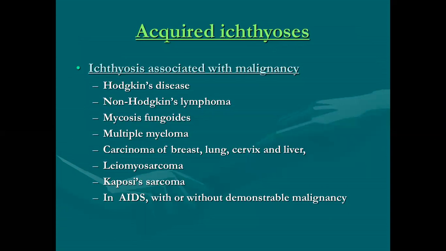Now we are going to discuss a few disorders that are characterized by ichthyosis later in life. So ichthyosis can be acquired with many different malignancies, like in Hodgkin's disease, in non-Hodgkin lymphoma, in mycosis fungoides, in multiple myelomas, in carcinomas of breast, lung, cervix, and liver, leiomyosarcomas, Kaposi sarcoma, and in AIDS with or without any demonstrable malignancy. So all these ichthyoses are not present since birth or early childhood, but develop once the patient develops the malignancy or with age.